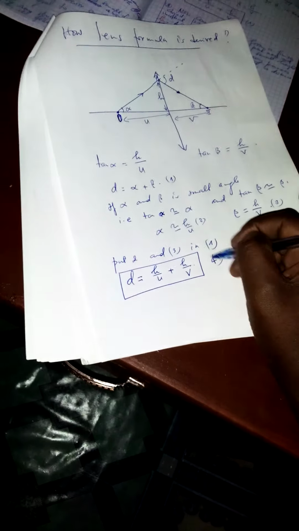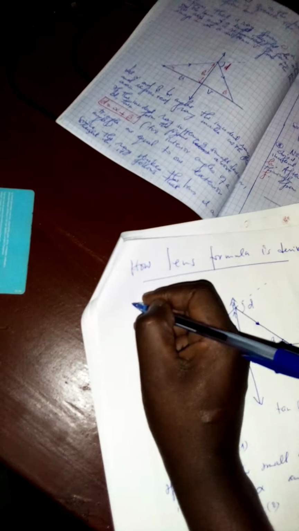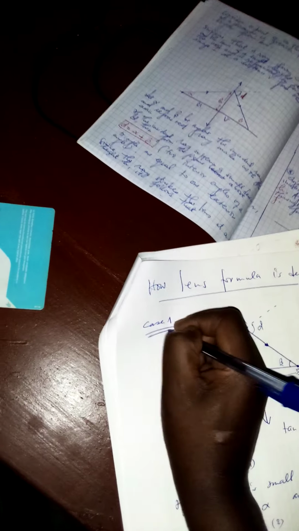Then put 2 and 3 in 1. We find that the deviation angle is equal to H over U plus H over V. So this equation number 4 is important in deriving the lens formula. This is the first case, case 1. What about case number 2? We have to consider it in this session.